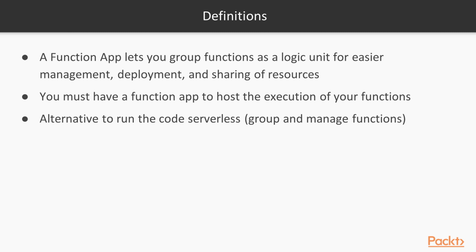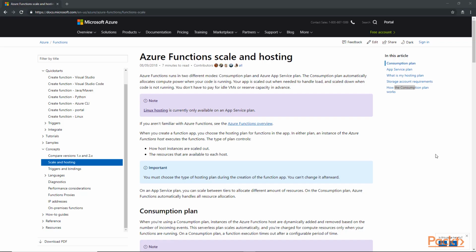I also need to point out an important thing, which is the plan we will be using while creating our function app. You can either choose consumption plan or app service plan. I really like the comparison mentioned on Microsoft Azure's official documentation site, where it says that the consumption plan automatically allocates compute power when your code is running. So your app is scaled out when needed to handle load and scaled down when code is not running. So you don't have to pay for idle VMs or reserve capacity in advance.